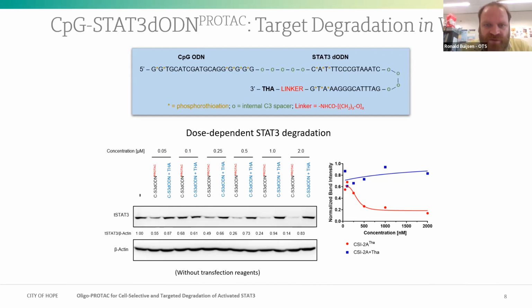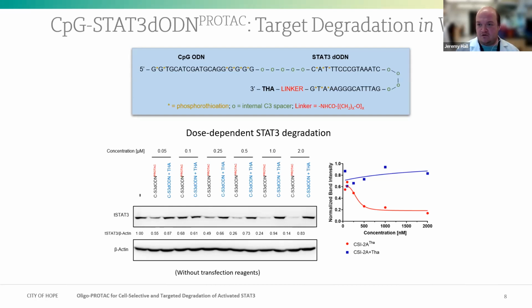Question from Jean-Jacques. Is there any toxicity associated with the thalidomide? That we have seen so far, in this case, when we did our competitive testing, it doesn't appear to be an issue. There's going to be some level of thalidomide, but we're not talking about free thalidomide here. We're talking about it being specifically conjugated.